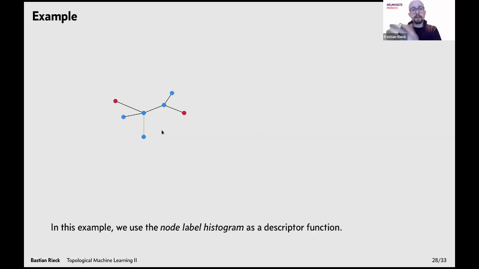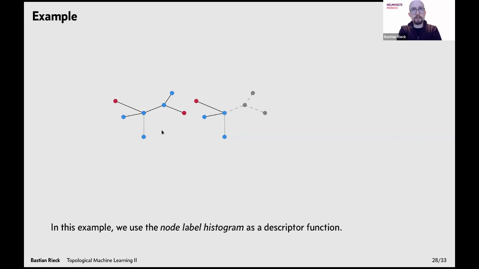And as an example, and you can see that this is the same graph that cropped up a couple of times now in this lecture, we could take, for instance, the node label histogram as a descriptor function. So we just take a function that counts how often a certain node label occurs. That's a valid function, and it's easy to assess. So suppose we do this by having the following filtration. So that's our first filtration step. We have two blue nodes, one red node. That's the second filtration step.